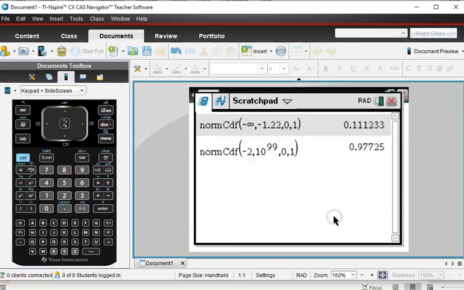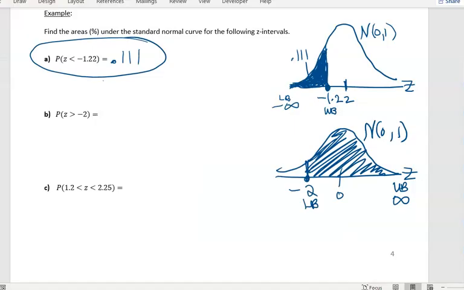All right, I click enter and I get 0.977. And again, I'm always trying to use at least 3 decimal places on these. So this is 0.977. That's the proportion of that curve that is greater than negative 2.